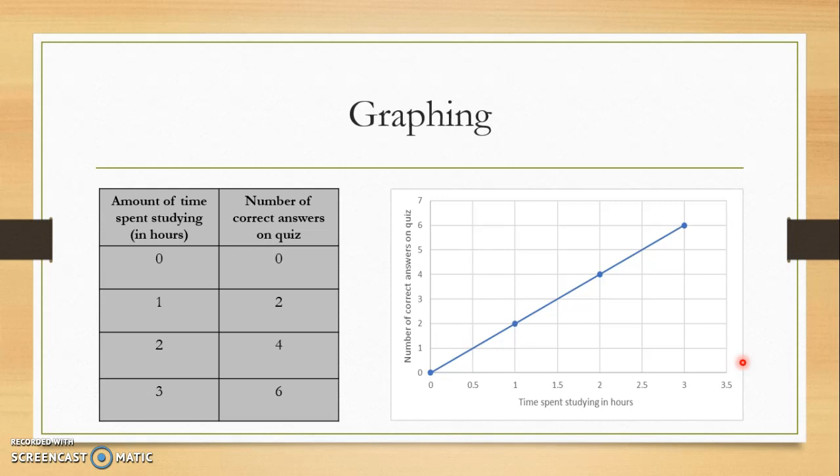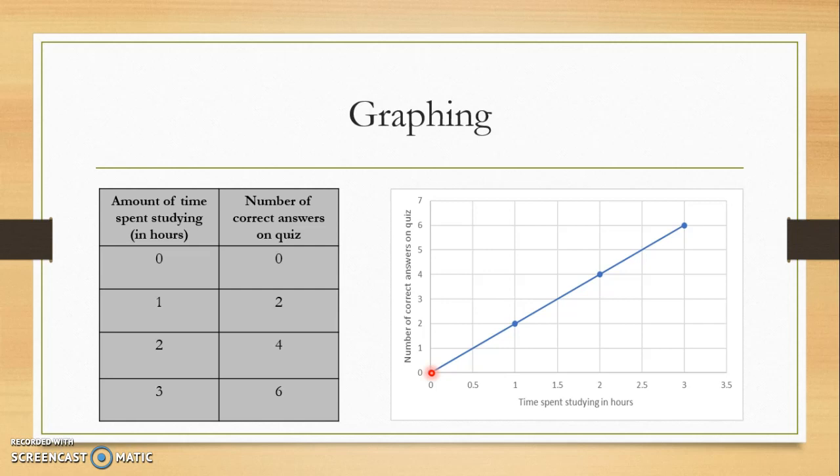So say that you were given a table of values representing the relationship between the amount of time a person spends studying and the number of questions they get correct on a quiz. To start graphing this, you would label the x-axis as the time spent studying in hours and the y-axis as the number of correct answers on the quiz. Then you would label both axes using equal increments. After that, you locate the first x value on the x-axis, which is 0 in this case, and from that point you locate the corresponding y value, which is also 0, and that's where you plot your point.